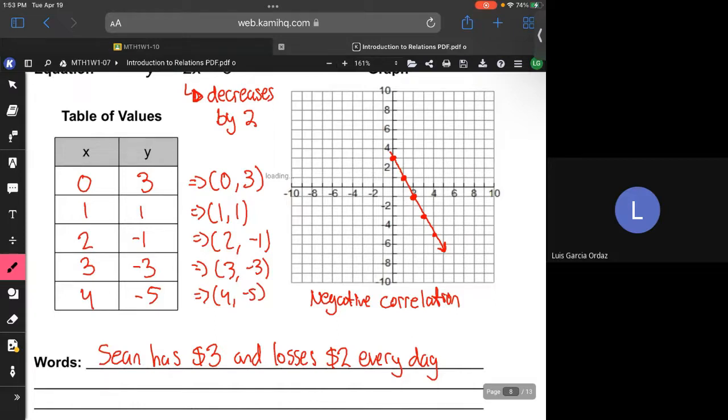And that's not the type of graph you want to see with your bank account. Not a negative correlation. But Sean does.